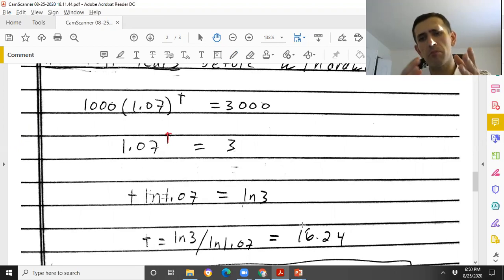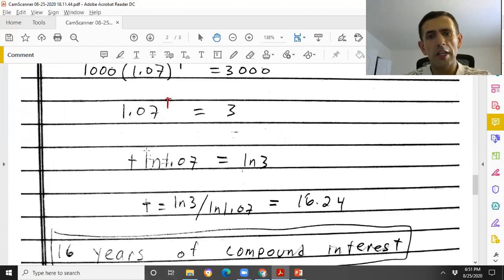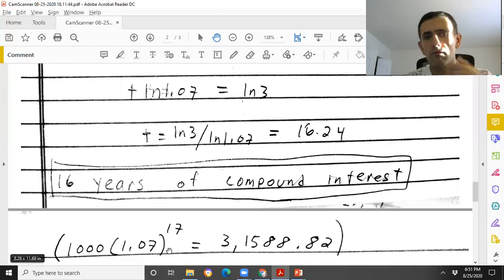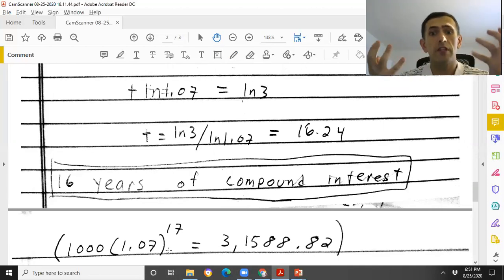That's the amount of time money sits in the account. That's the number of full years that money sits in the account. Anything more, which the next one would be 17 years, would give you, based on this analysis, more than 3,000. Because 1,000 times 1.07 to the t is obviously an increasing function. And if you don't believe me, just check yourself. If we let money sit in this account for another full year after 16 years, so 17 years, then we would have more than 3,000.